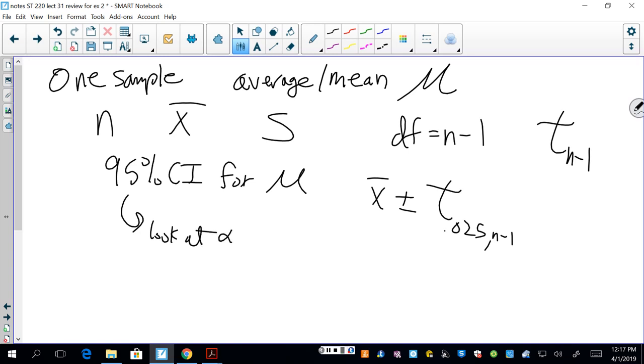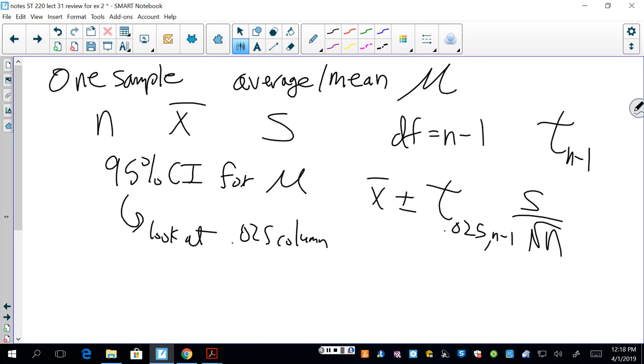Look at the 0.025 column on the t-table. And then the standard error is s over the square root of n. I'm going to be 95% confident that the average value would be covered by that interval.